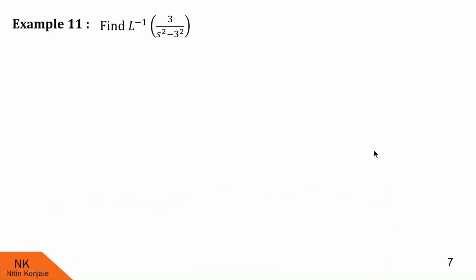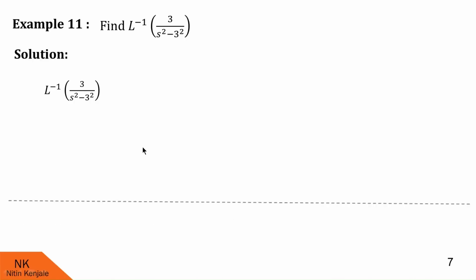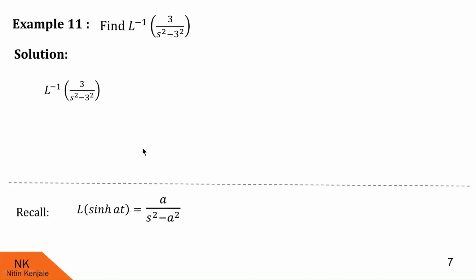Now let us go for the 11th example. Here we have to find L inverse of 3 upon s square minus 3 square. Ask yourself whose Laplace transform is of the kind a upon s square minus a square. If you don't remember, recall Laplace of sinh at. It is a upon s square minus a square. So these two functions are exactly similar at a equal to 3. Therefore, I can write L inverse of 3 upon s square minus 3 square as sinh 3t.